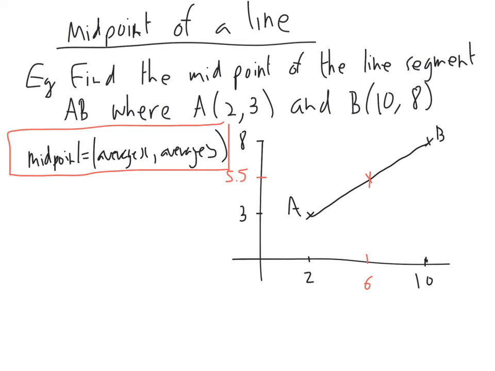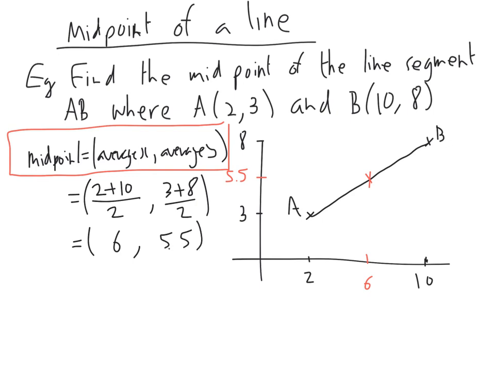We would have the average of the x values, that's 2 plus 10 divided by 2, which is 12 divided by 2, 6. And the average of the y values, they're 3 and 8. So add 3 and 8 to get 11 and half it to get 5.5. So that's your midpoint there, 6, 5.5.